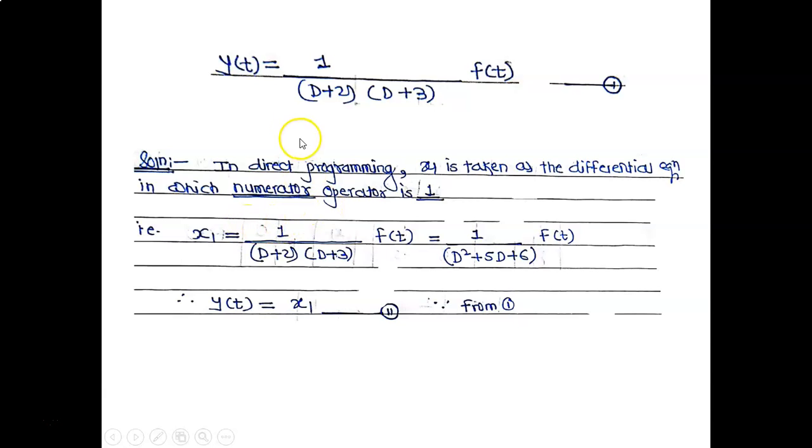Therefore, we have to assume that x1 is equal to 1 divided by (D plus 2) into (D plus 3) into f(t), which is equal to 1 divided by (D square plus 5D plus 6) into f(t). Therefore, if x1 is equal to this value, then equation 1 will become y(t) is equal to x1. Equation 2.